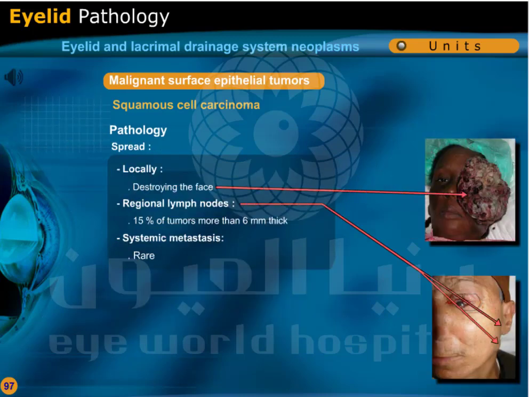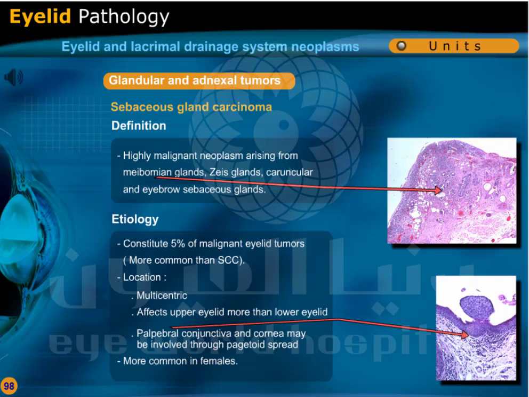Squamous cell carcinoma may spread locally, thus destroying the face, and to the regional lymph nodes in 15% of tumors more than 6 mm thick, but systemic metastasis is rare. Glandular and adnexal tumors. Sebaceous gland carcinoma. This is a highly malignant neoplasm arising from meibomian glands, glands of Zeis, caruncular and eyebrow sebaceous glands. It constitutes 5% of malignant eyelid tumors, and thus is more common than squamous cell carcinoma.